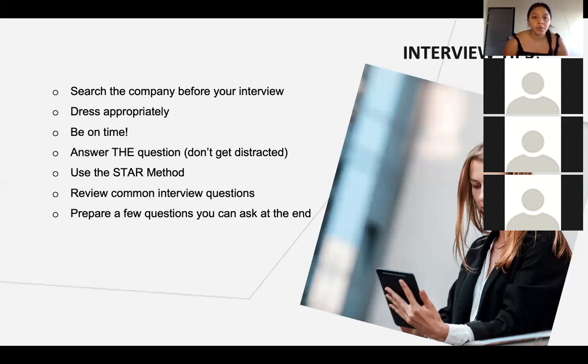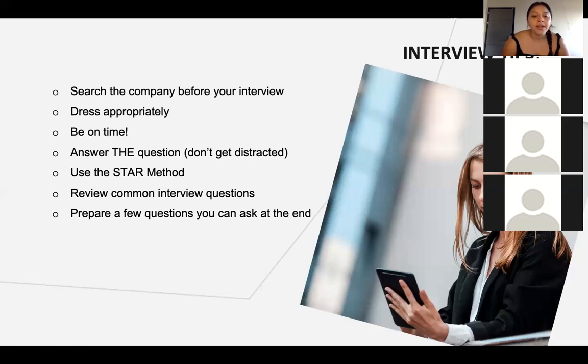Review common interview questions. There are so many different resources online, or question banks online, for common questions asked in an interview. So make sure to review those and go through them. Look at what you think is going to be in the interview. Be prepared for it. Some common questions are: tell me about yourself, or why did you apply for the job? Or why do you think you're a good fit for the job position, things like that.